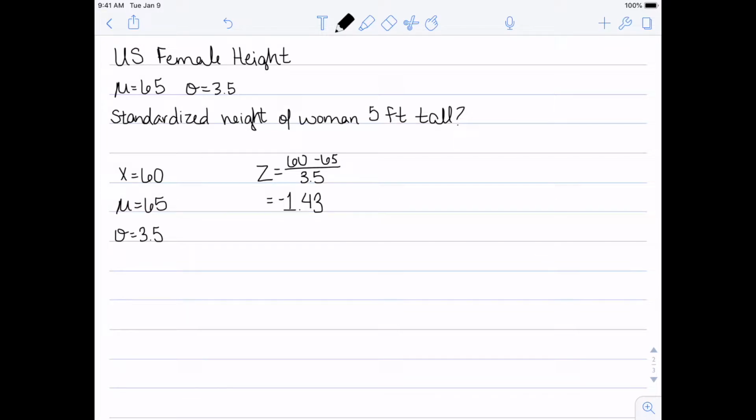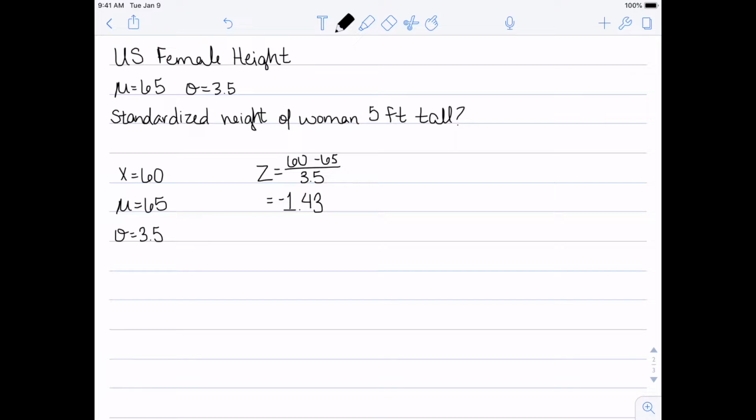It is absolutely fine for this to be negative. It just essentially tells us that this particular woman is below average. So a negative standardized value just means you're under average, and positive would mean you're above average.